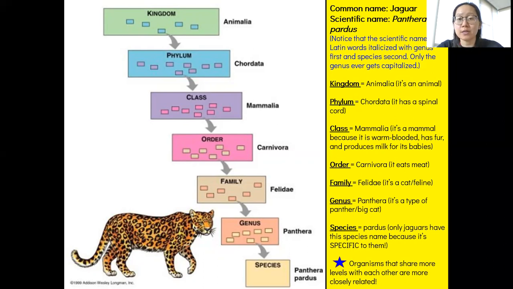The more levels an organism shares with another organism, for example, kingdom, phylum, class versus kingdom, phylum, class, order, the more closely related the organisms will be, if they have more levels that are together and similar.